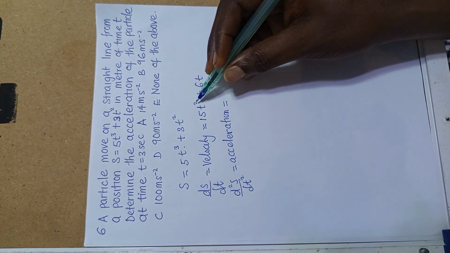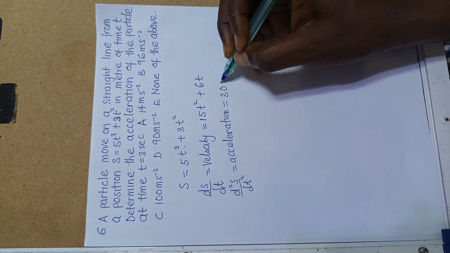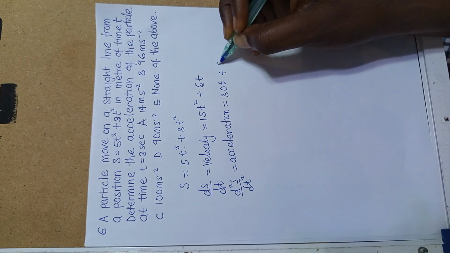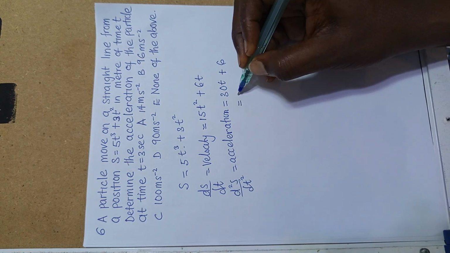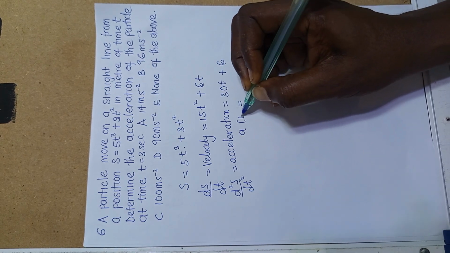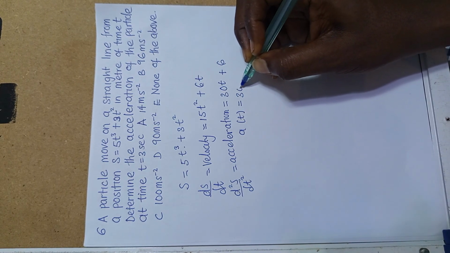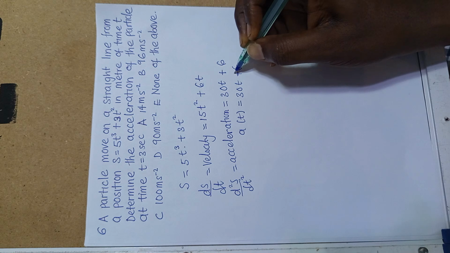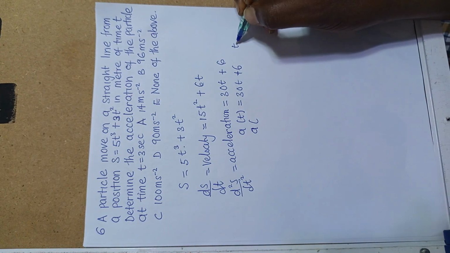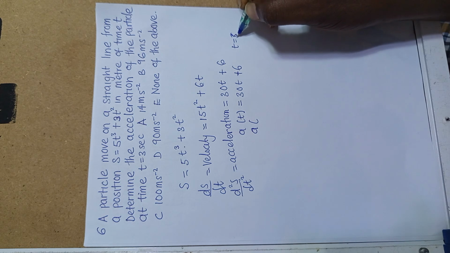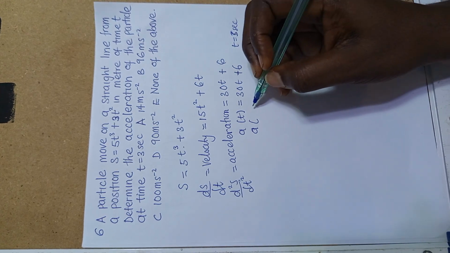So that will give us what? Differentiate, I would have 30t plus 6. So acceleration as a function of t is equal to 30t plus 6. What I want to find now is a when t equals 3 seconds. So what would that give us?